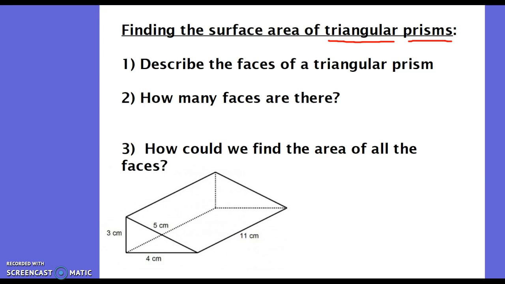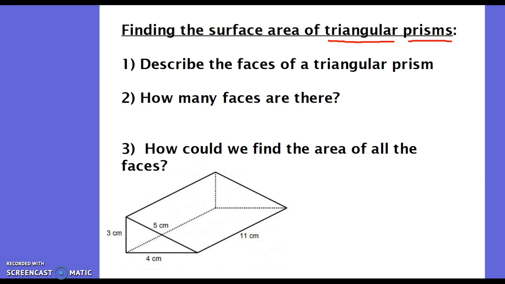Well, you should have said, again, this time there are 5, because there's the 3 going around and then the 2 bases. So think a minute, how could we find the area of all of the faces? What do you think you might do? Hit pause and then hit play when you are ready.